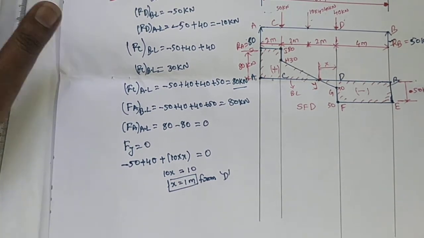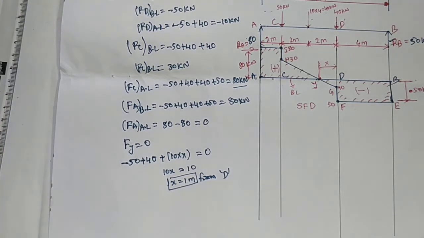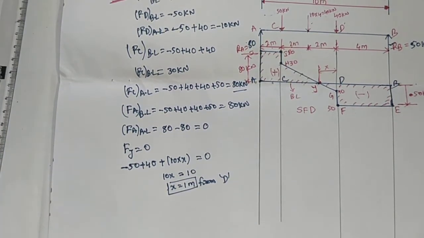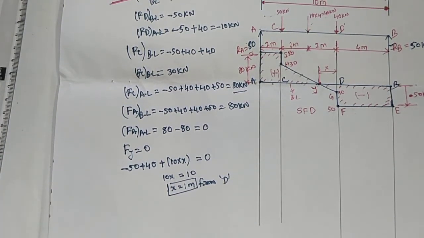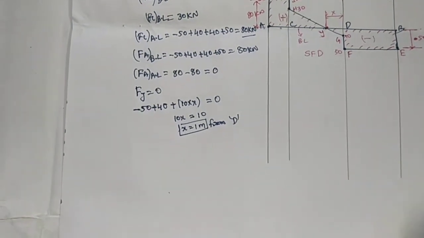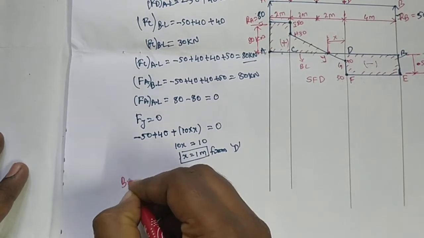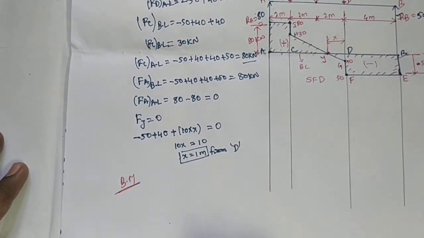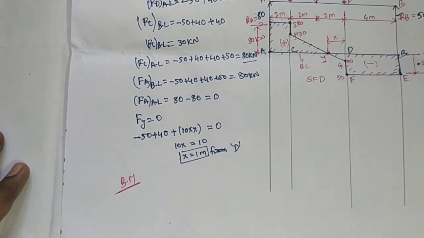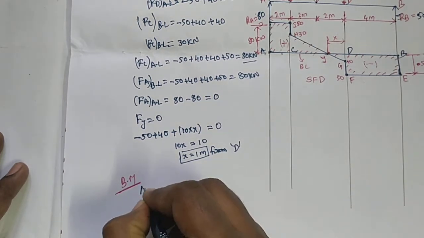Okay, based on this we will calculate the maximum bending moment value. Next, calculate bending moment value. Bending moment at point A and B is 0.